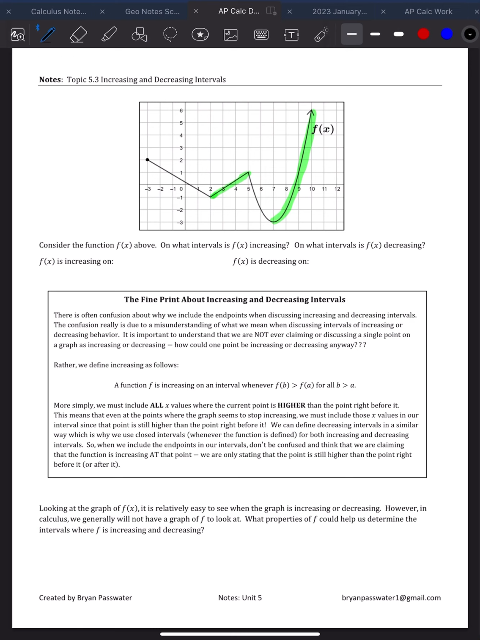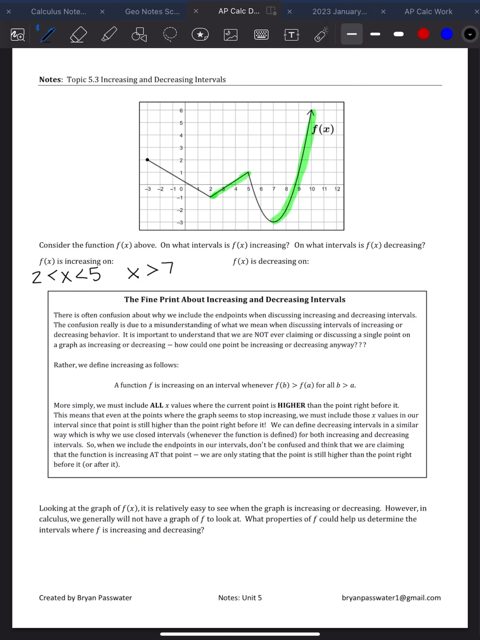Either one's kind of okay. When we include endpoints, we're not necessarily saying it's increasing at 2 or it's increasing at 5. We're just saying between 2 and 5, it's increasing. I personally like to write it where it's not including, so that way I don't confuse myself later on. So between 2 and 5, we are increasing, and 7 on.